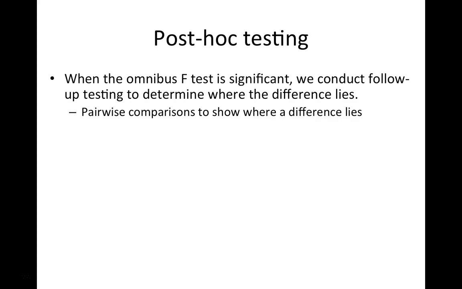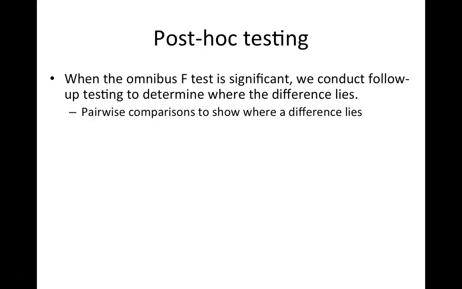And your book does a nice little description of this, but we'll talk a bit more about this in the lecture. When the omnibus F test is significant, we conduct follow-up testing to determine where that difference lies. And we conduct typically pairwise comparisons to show where a difference lies. And pairwise comparisons means that we compare every pair of means. So if there are 5 different groups, then we're doing each of those means compared to each of the other means.